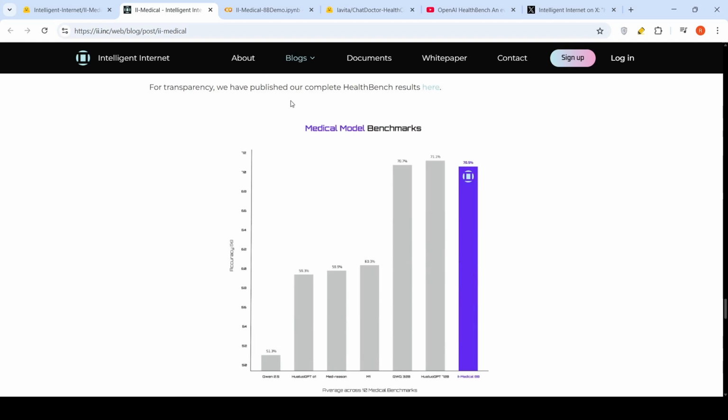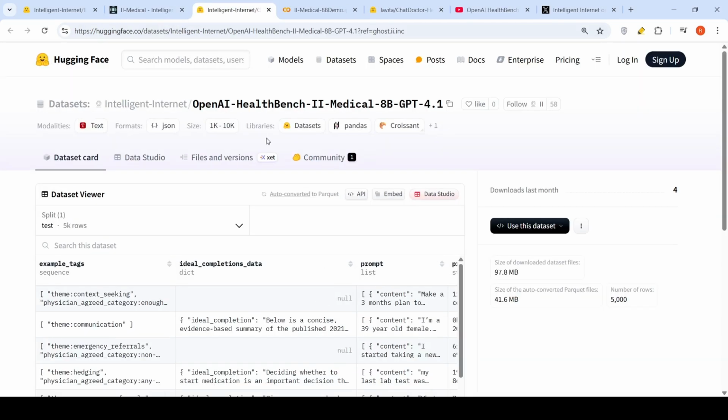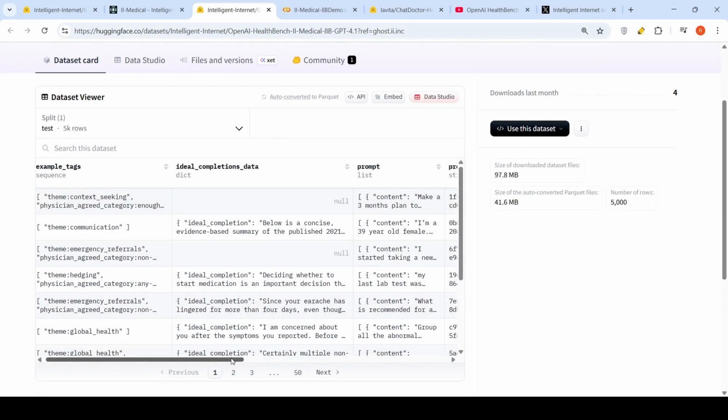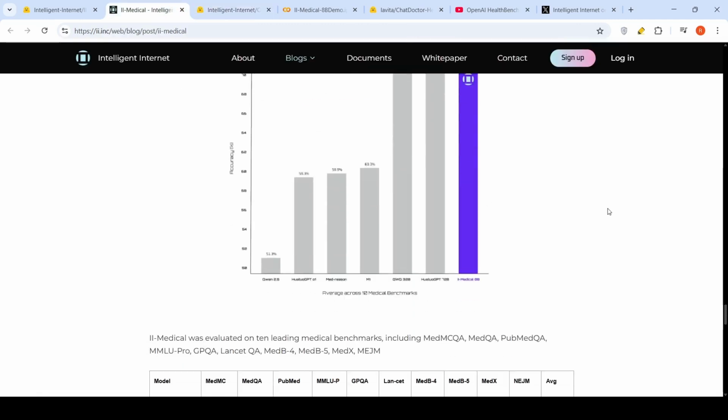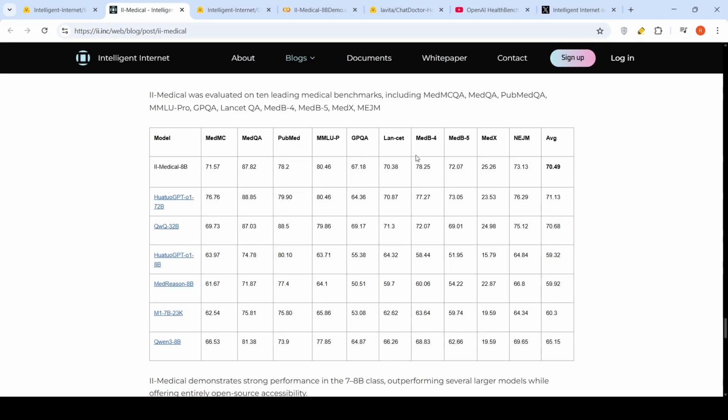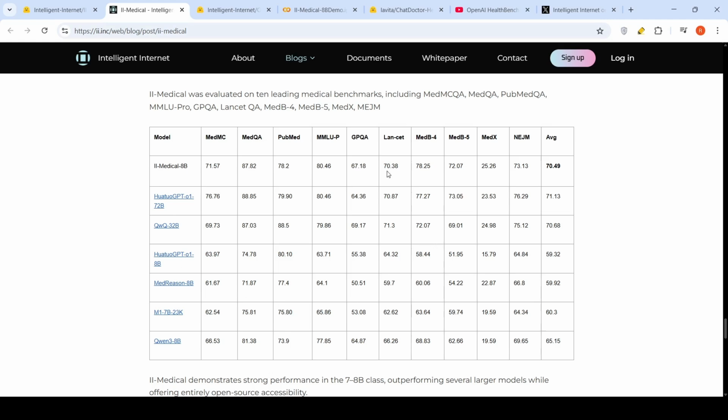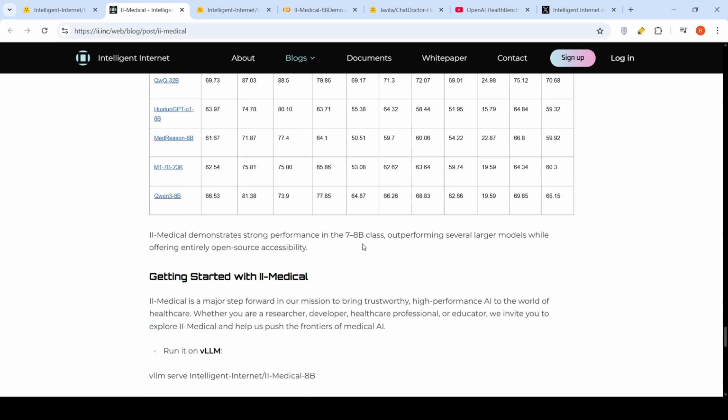They've also published the complete HealthBench results here, so we can check that also, how this model has scored. They've given transparent results. They've also compared it across 10 medical benchmarks against various models. This is an 8 billion parameter model, and you have 72 billion parameter models over here. They say this model demonstrates strong performance in the 7 to 8 billion class, outperforming several larger models.